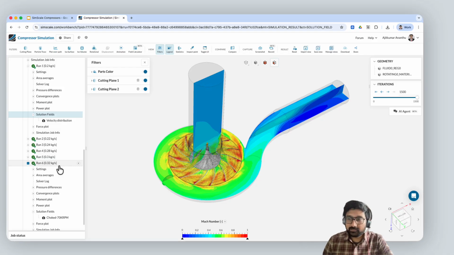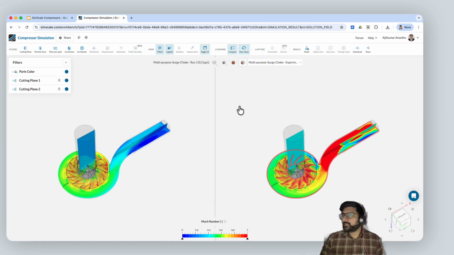Here, let's try to compare the simulation of the low flow rate regime with the maximum flow rate that we have simulated. Thanks to the compare mode in SimScale, we should be able to compare results of two different simulations in a side-by-side view. On the left, we have the low flow rate case with 0.2 kilograms per second, and on the right, we have the case with 0.32 kilograms per second.